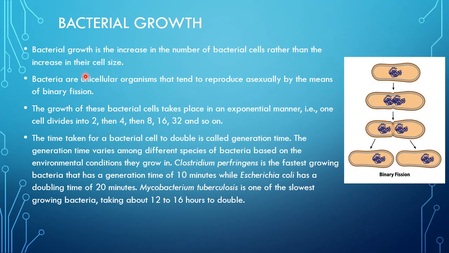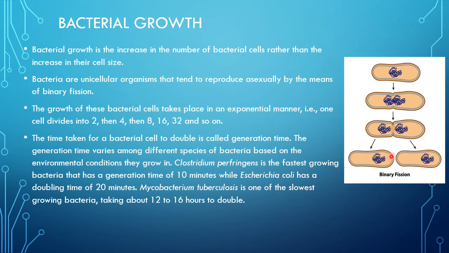Bacteria are unicellular organisms that tend to reproduce asexually by means of binary fission. So yes, we all know that bacteria are unicellular organisms, and they produce 2 daughter cells by an asexual method called binary fission. As you can see here, this is a method in which one single parent cell becomes 2 daughter cells.